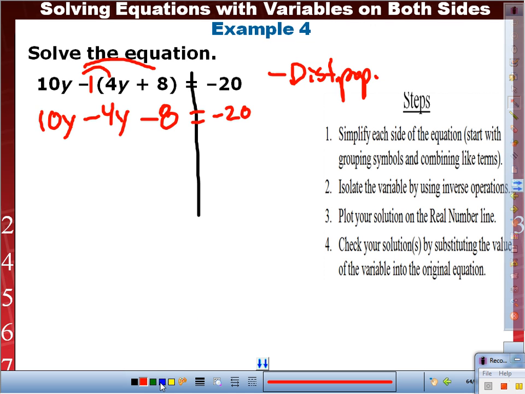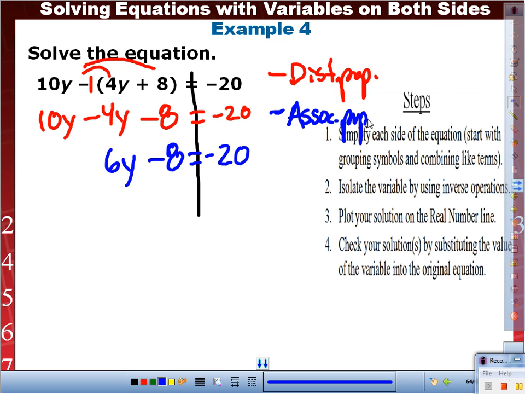Pass it to someone. Armando? So what do I write? Negative 20. What property did you use for that? Associative property of addition. It's either addition or multiplication.